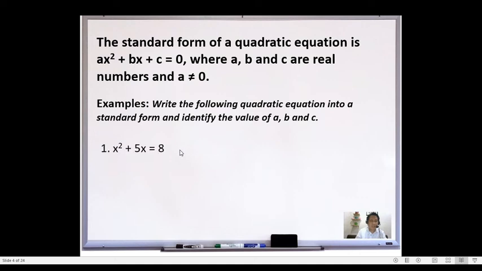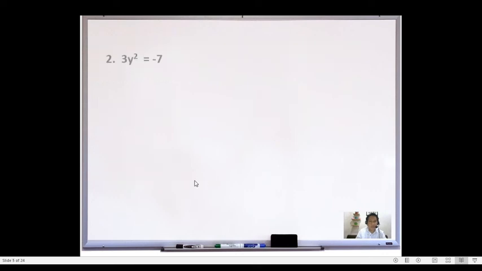First example, x squared plus 5x is equal to 8. So this is not in the standard form. So this will become now x squared plus 5x minus 8 is equal to 0. The value of a now is equal to 1. The value for b is equal to 5. And then the value of c, or the constant, is equal to negative 8.